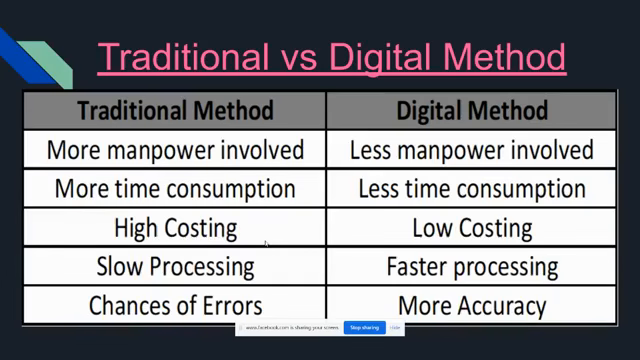On the other hand, in the digital method less manpower is used, less time is consumed, the costing is very low, and the risk of errors is much less. And lastly, the most important, it is very fast processing, because nowadays everybody is in a digital age and everybody wants their forms to be served instantly.